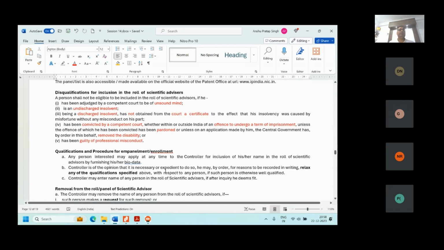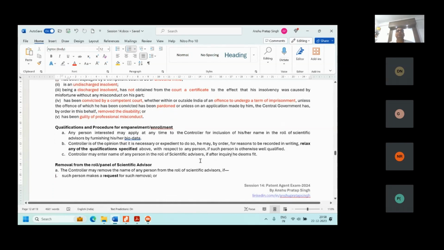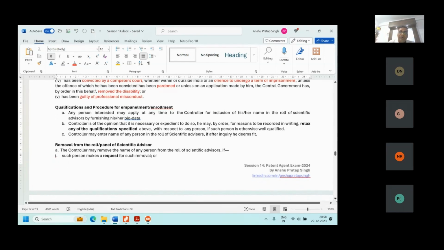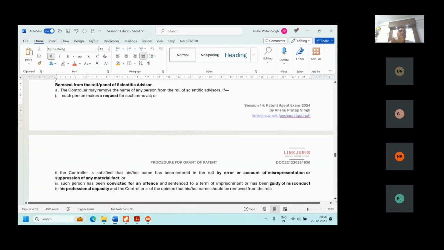Qualification is simple. Any person interested can apply at any time to the controller for inclusion. If the controller is of the opinion that there is a reason, he can relax any qualification, and can enter the name of any person if he deems fit after inquiry. So these are the ways you can get registered as a scientific expert advisor.